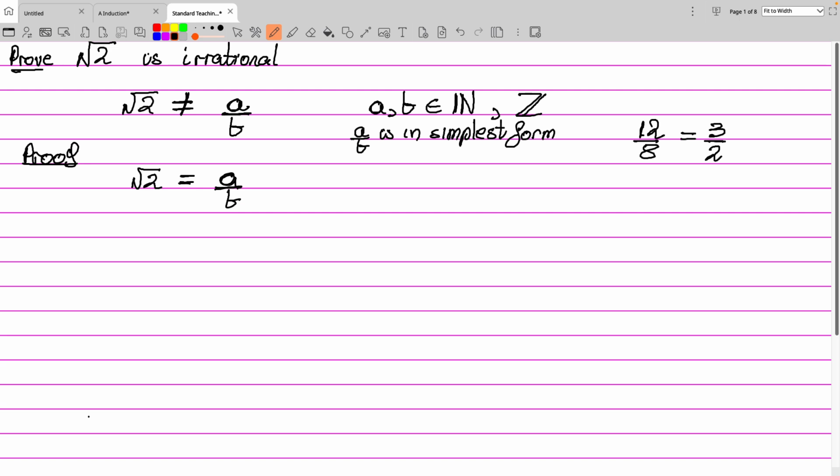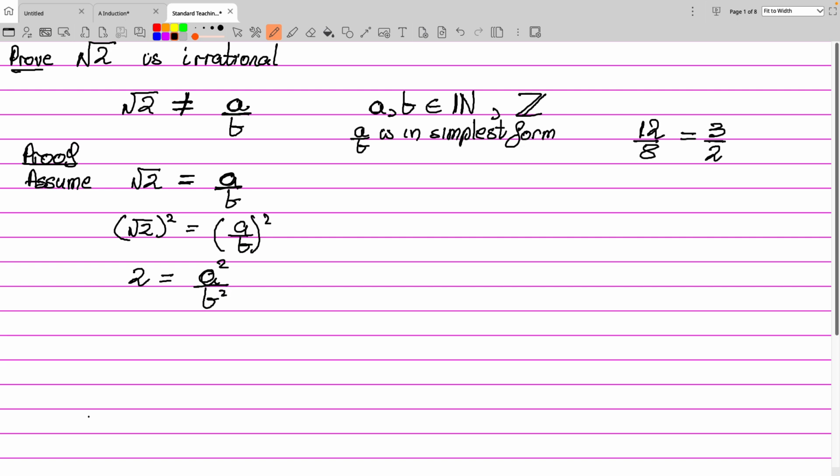So let's assume it is rational. So assume root 2 is equal to A over B. It's rational. Now, when we've got square root symbols in our mathematics, what's the first thing we always do to move it on to the next line? We square it. So now, you probably don't remember this, but when we square something, technically, we square everything on the left and we square everything on the right-hand side. So therefore, 2 is now equal to A squared over B squared.